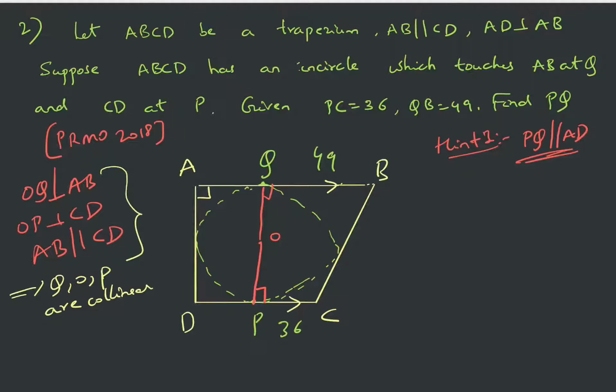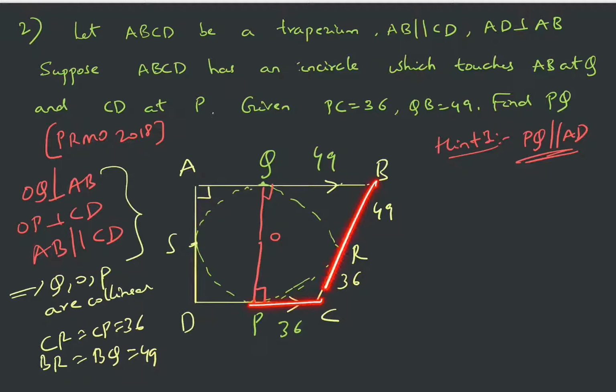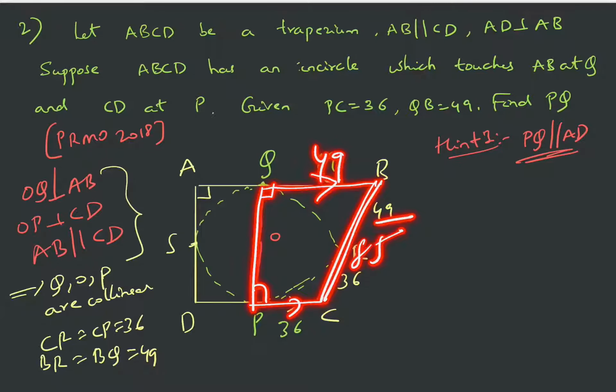Now let us say this point is R and this point is S. So now I can say that CR is equal to CP is equal to 36 and BR is equal to BQ is equal to 49, because the lengths of tangents from an external point to a circle are equal. Now the problem is pretty straightforward. So this is the quadrilateral. This is perpendicular, these two are parallel, 49, this is 85, right? 49 plus 36. So you need to find out the length of PQ.